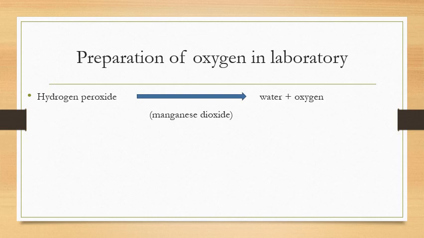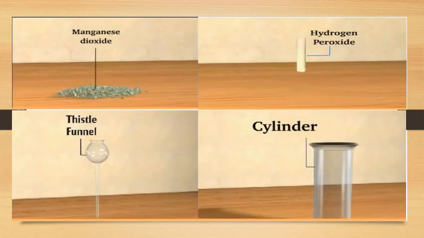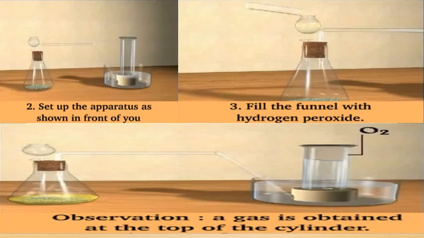For preparation of oxygen we need hydrogen peroxide and manganese dioxide chemicals. So we have here manganese dioxide, a tube of hydrogen peroxide, a thistle funnel, and a cylinder. Adjust the apparatus as shown in this figure.